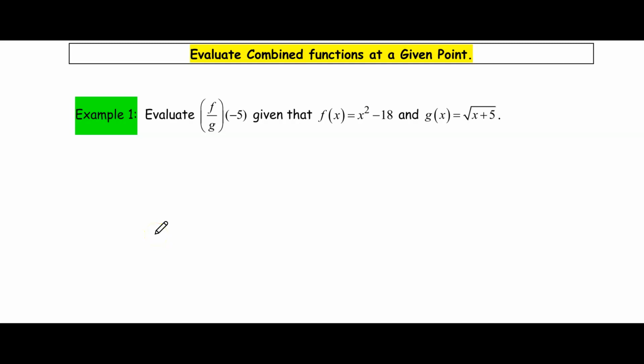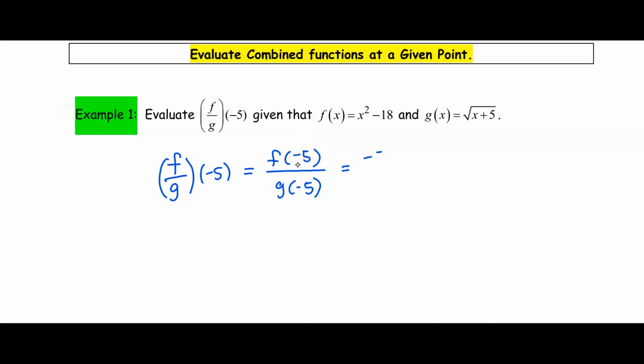In this lesson, we will evaluate combined functions at a given point. So in this example, we will evaluate f over g at x equals -5. So first, let's get what f over g of -5 is equal to. That is just equal to f at -5 divided by g at -5. So to evaluate this means you replace the x here by the number here. So in this case, by -5.